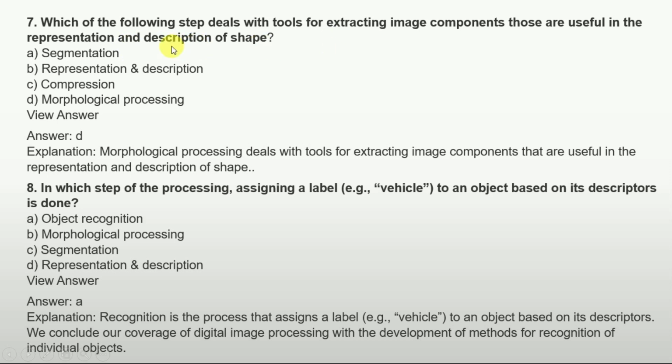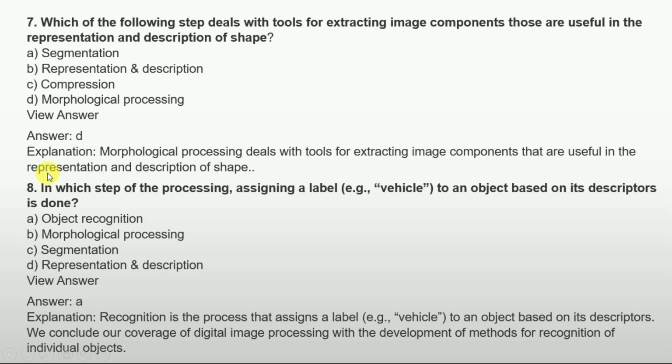That is a very useful, very important question. So the options are segmentation, representation and description, compression, and morphological processing. The answer is morphological processing, that is option D. Explanation: morphological processing deals with the tools for extracting image components that are useful in the representation and description of shape. We get a very useful explanation here.